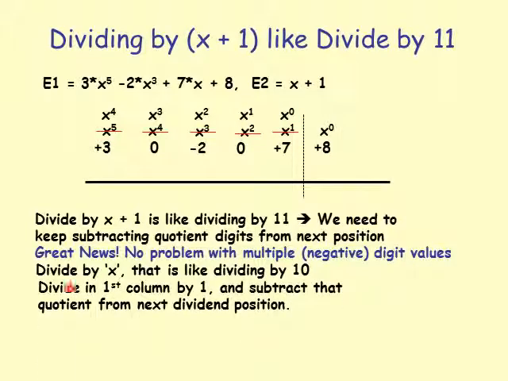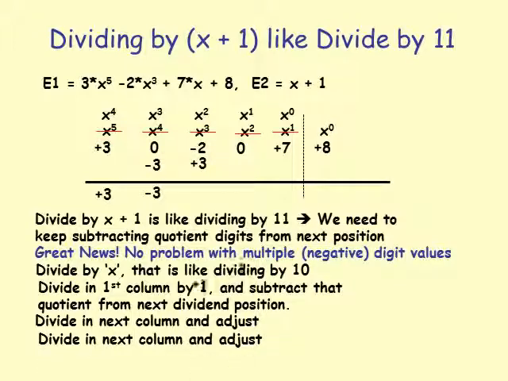Let's continue here. Now we divide the first column by 1. When we divide plus 3 by 1, I get plus 3. Now I have to subtract that quotient from the next position value, so I get minus 3 here. In the next column I have minus 3, and I divide that by plus 1. Then we add plus 3 here, and the next is dividing the next column by 1. I get plus 1 in the column, and then the adjustment.